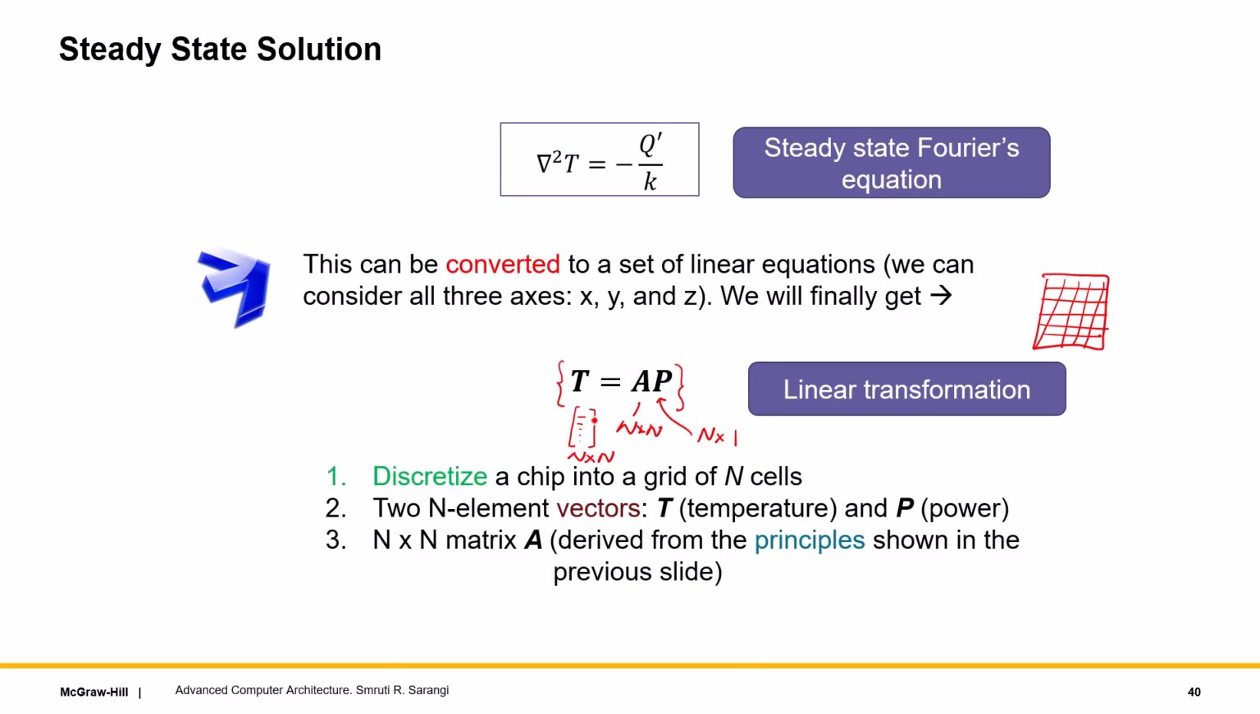All that we have to do is that for a given geometry, we'll have to compute this matrix A. Once we give it the power vector, which of course we can either get from a power simulation tool or directly measure with on-chip sensors, it doesn't matter. In any case, once we have the power vector, all that we have to do is simply multiply it with this large n cross n matrix, and we will get the temperature vector.